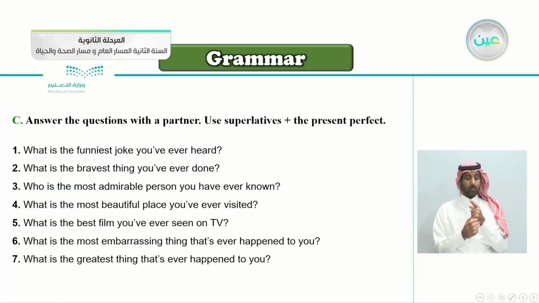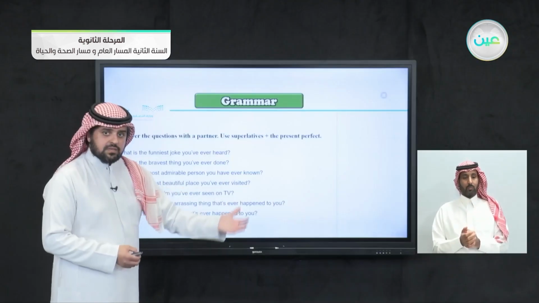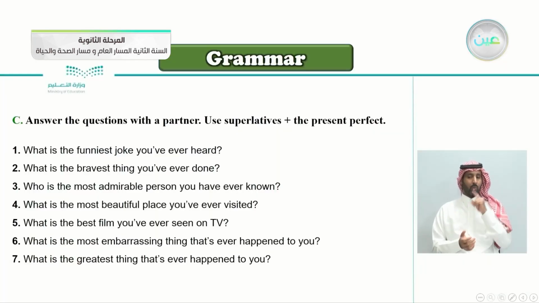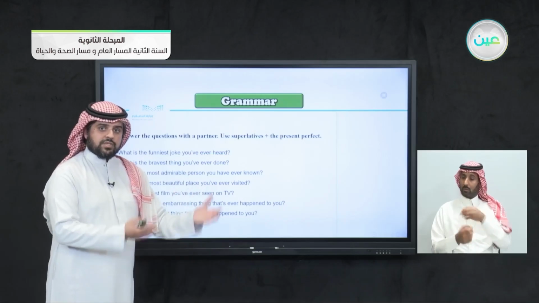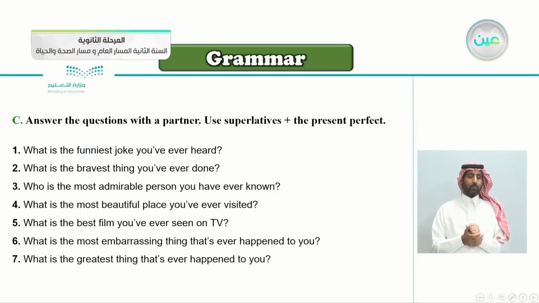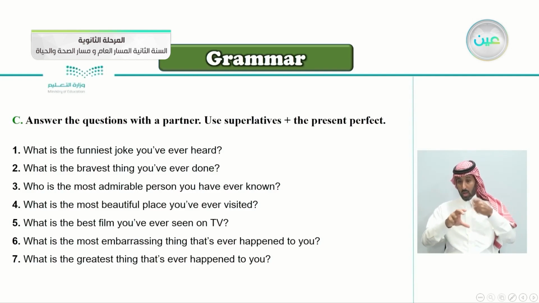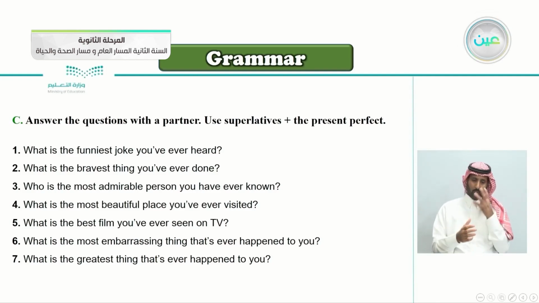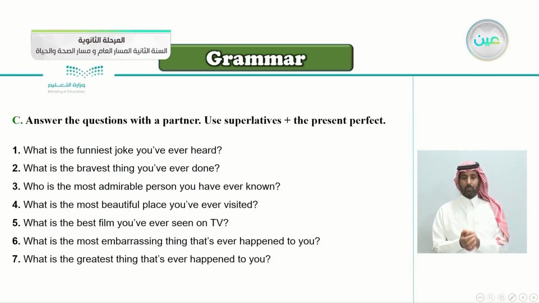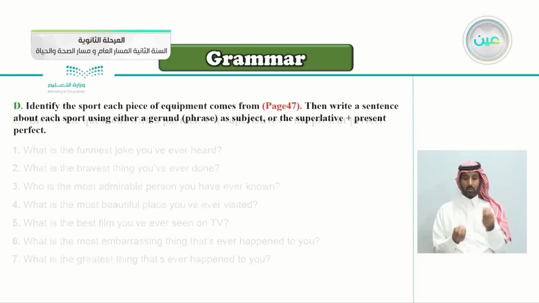What is the funniest joke you've ever heard? What is the bravest thing you've ever done? You say the bravest thing that I've ever done is something. Who is the most admirable person you've ever known? What is the most beautiful place you've ever visited? For example, you say the most beautiful place I've ever visited is Mecca or Switzerland, for example. What is the best film you've ever seen on TV? What is the most embarrassing thing that's ever happened to you? What is the greatest thing that's ever happened to you? So you answer all of these with your colleagues.